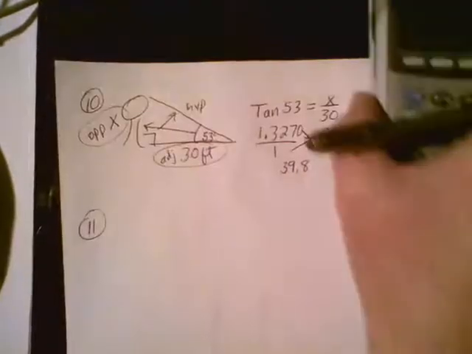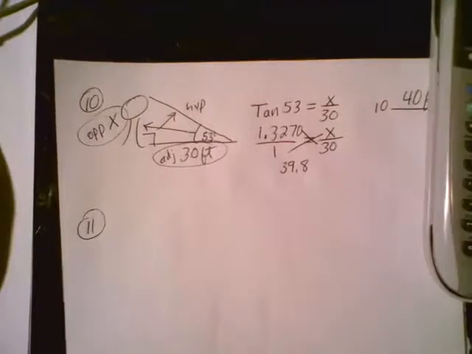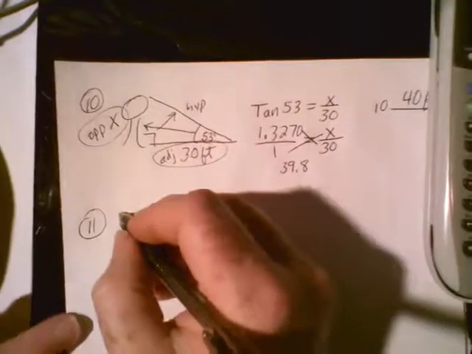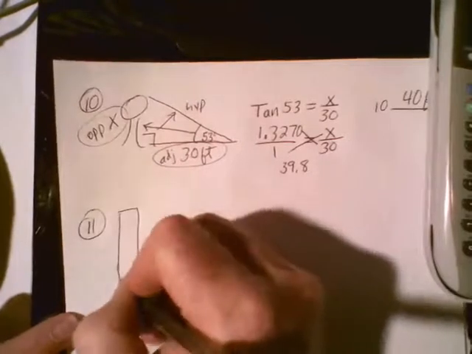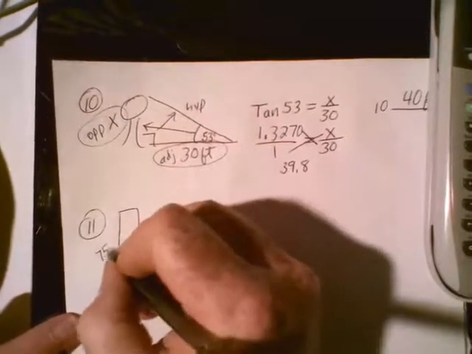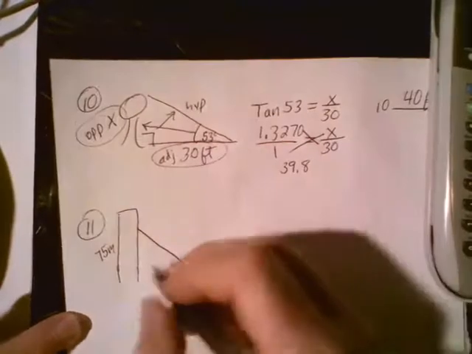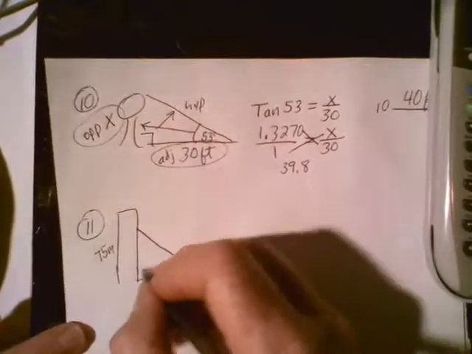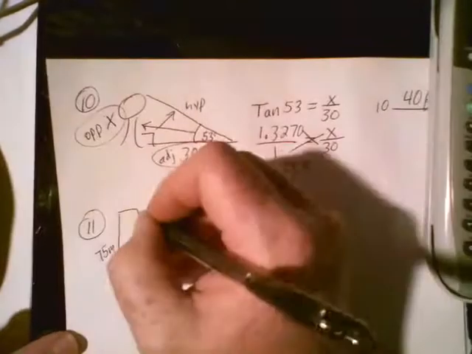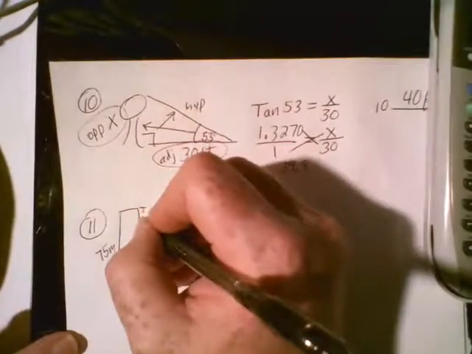Number 11 says an observation tower is 75 meters high. A support wire is attached to the tower 20 meters from the top. So we got our tower here, whatever it looks like. It's 75 meters tall. We got some wire that's hooked to it, supporting it. But it's 20 meters from the top.